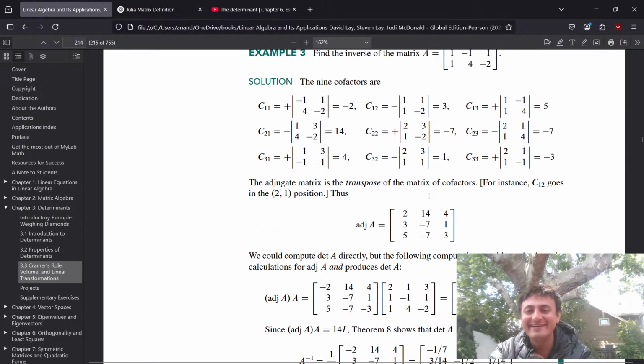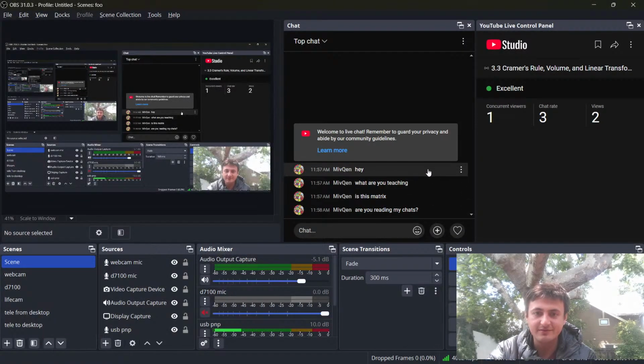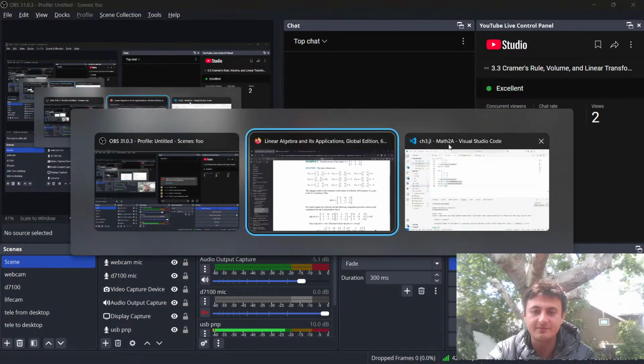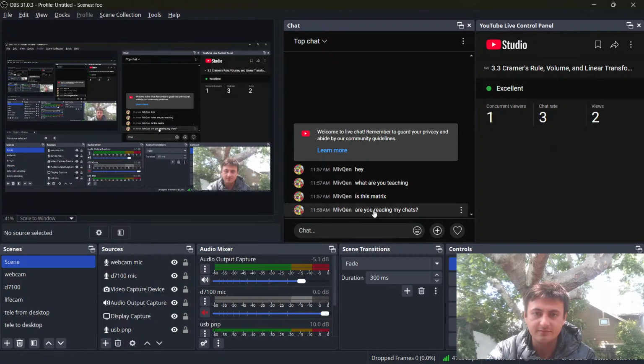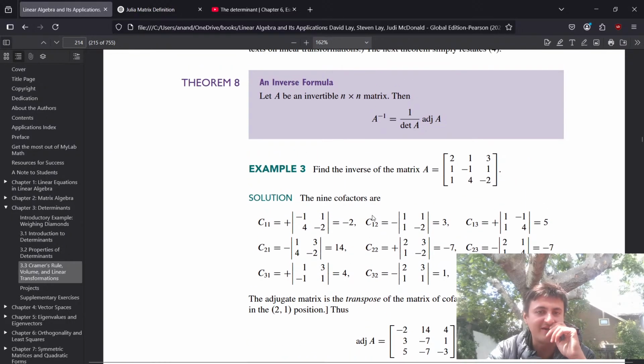What? Hey, you want to take the inverse of a matrix? Yeah, I'm reading your chats. What's up, Miv Chen? Miv, I don't know. Anyways, yeah, this is linear algebra.